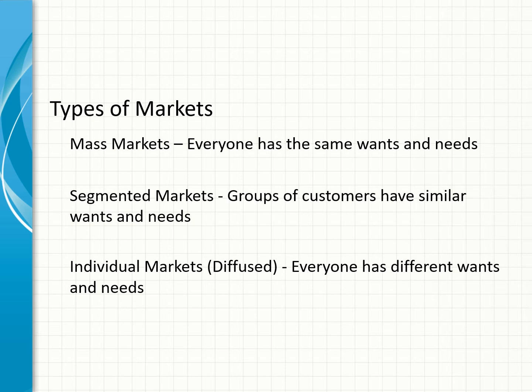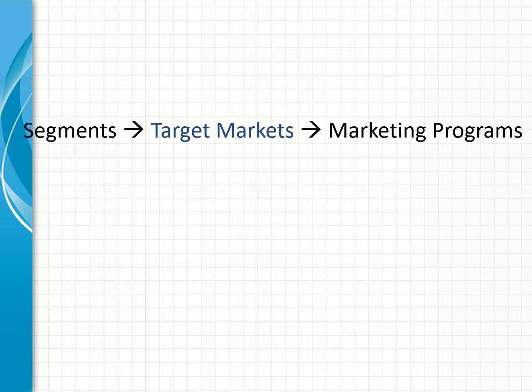All right, so here's the problem. The problem is there are virtually no mass markets and there are virtually no individual markets, and almost every market is segmented. And that's why the notion of segmentation is so important. Now, the idea here is that segments lead to target markets, and those target markets then lead to marketing programs. So we identify homogeneous groups of demand, then we identify target markets, and we then identify marketing programs to focus on reaching those segments by focusing on specific target markets.